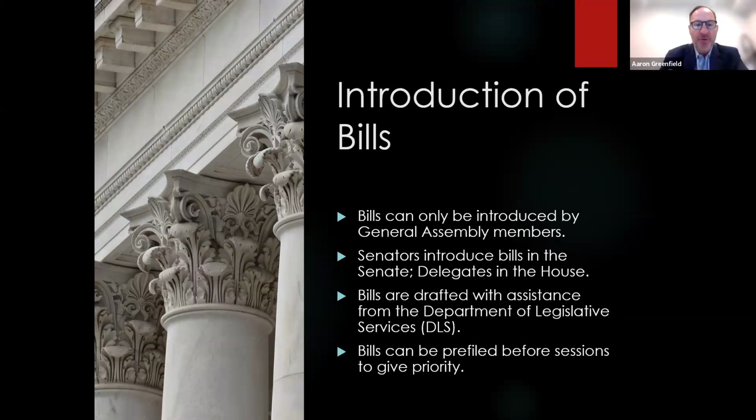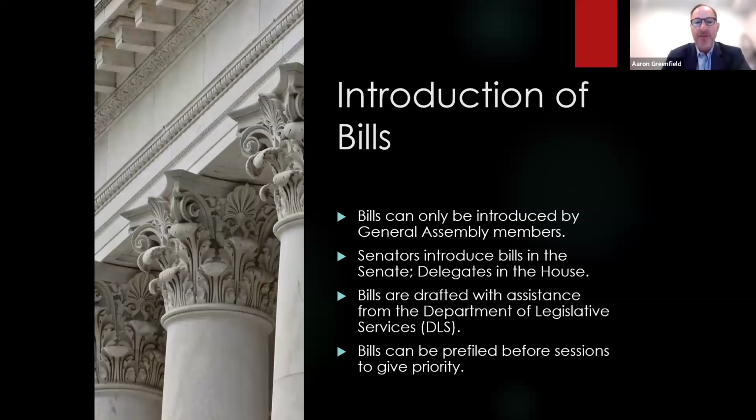Bills can only be introduced by General Assembly members. So the governor can't introduce his own bill. He has to go through a legislator, and usually that comes from the Speaker of the House or the Senate President. Senators introduce bills in the Senate. Delegates introduce bills in the House of Delegates.